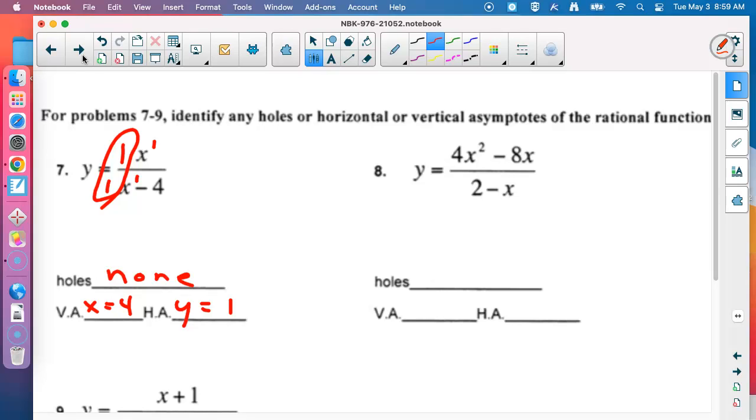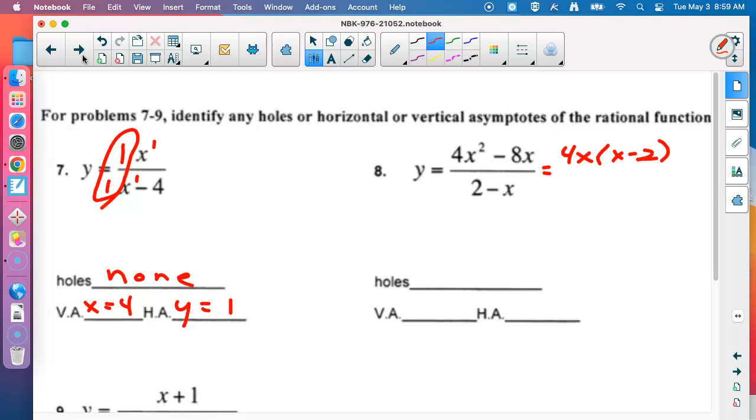Number 8. Hard to tell what's going on because it's not factored yet. So we have to factor this first. Anybody see a common monomial term we could take out of 4x squared minus 8x? Good, let's take them both. Let's take a 4 and an x.